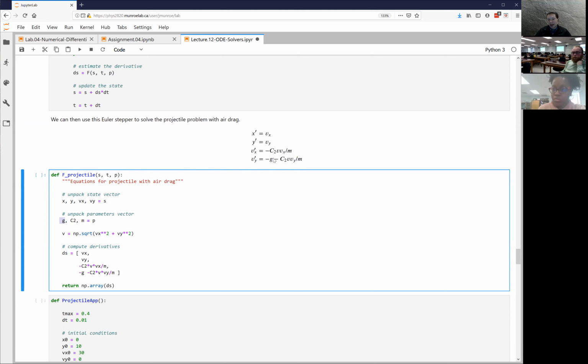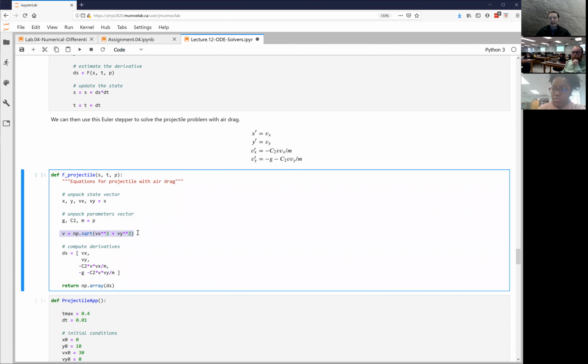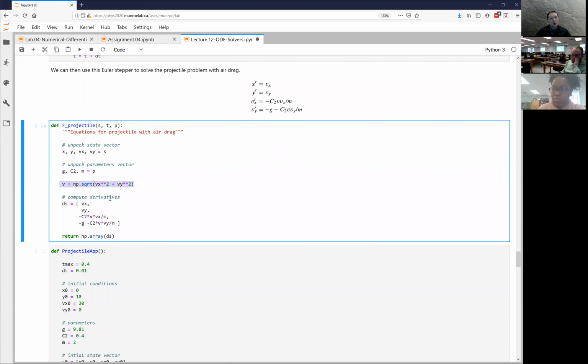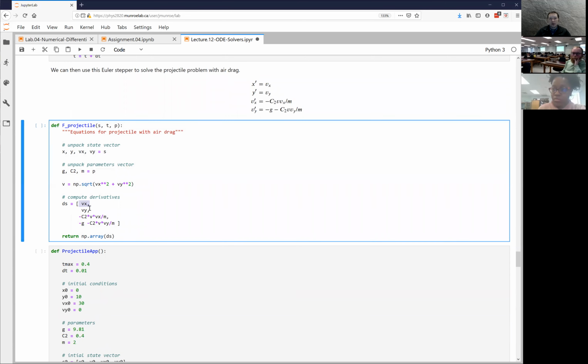So for this particular problem, I need to care about gravity, drag coefficients, and masses. Then go and calculate something specific about this physical problem. I might need to calculate the speed from the velocity components. And then what I do is I figure out what the right-hand side of each one of these equations are and encode those as the derivatives. So what's the derivative of x? Vx. What's the derivative of y? Vy. What's the derivative of Vx? Well, it's going to be proportional to the drag. What's the derivative of Vy? The acceleration due to gravity and the vertical acceleration due to drag.